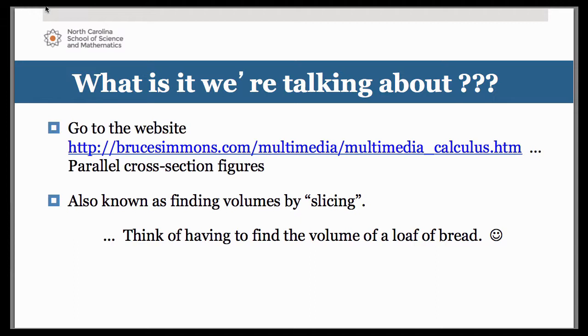The analogy I like to use: think of slicing a loaf of bread, and you're trying to find the volume of that loaf of bread. So if you were to slice it up and find the volume of each individual slice, and then add those volumes together, you would have the volume of the entire loaf of bread. That's basically what we're talking about here. So let me take you to the website.